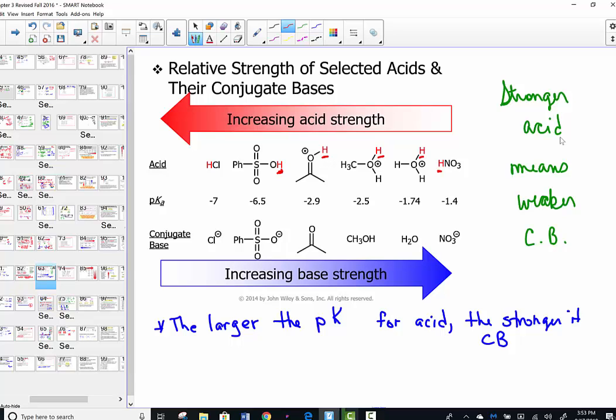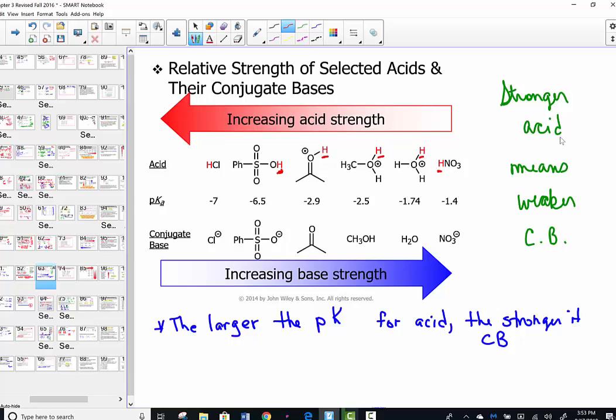pKa values, we have -7 for HCl. That's a very strong acid. HCl is one of the 7 strong acids. HCl is listed as -7 on our pKa chart from table 3.1. Next, you see an OH from a carbonyl group. Here you have a protonated OH group, and here you have a hydronium ion followed by nitric acid.